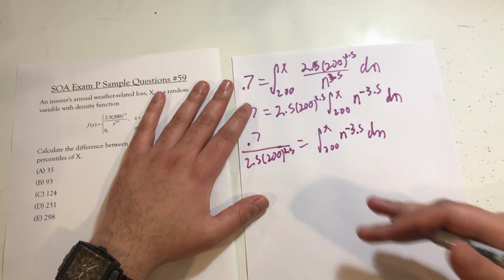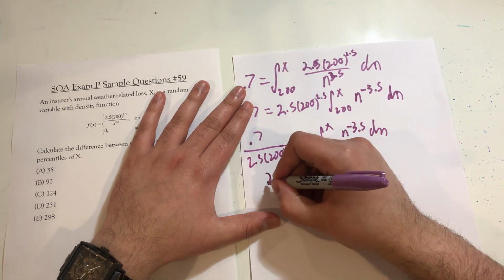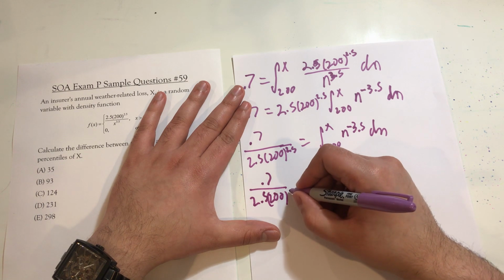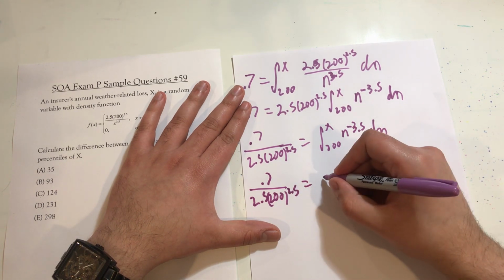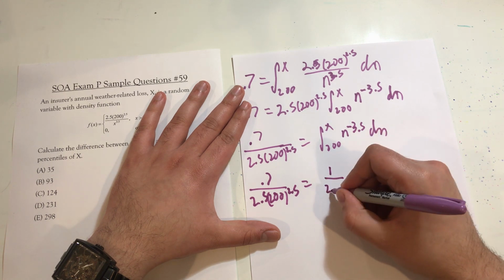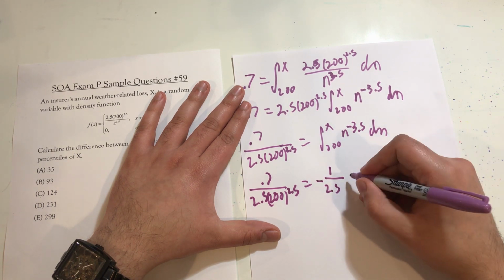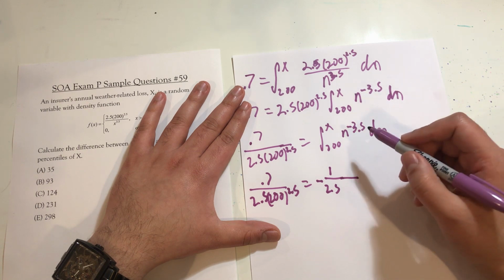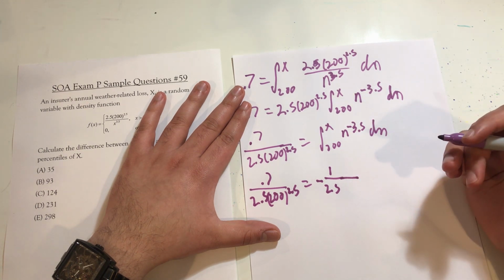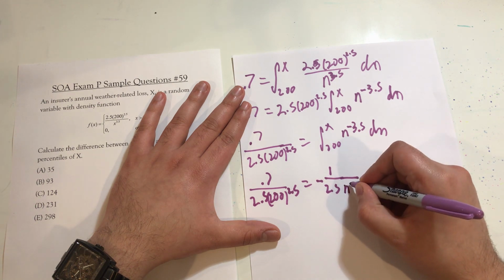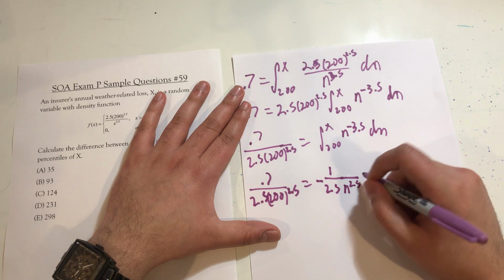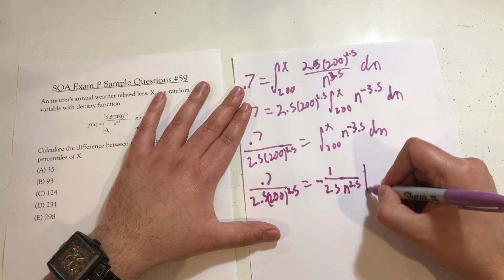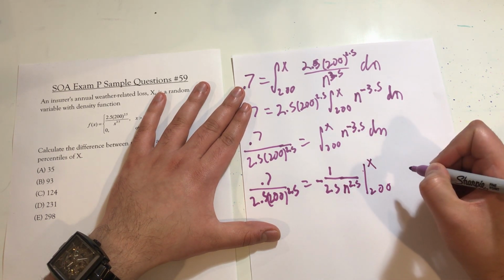It's a pretty easy integral to compute. It's just the opposite of the power rule, so I don't feel I need to discuss that too much. Let me just rewrite the left-hand side. The integral of this is negative 1 over 2.5 times n to the 2.5, evaluated from 200 to x.